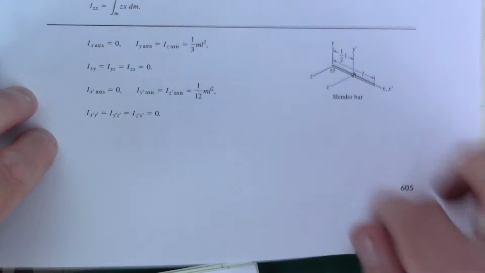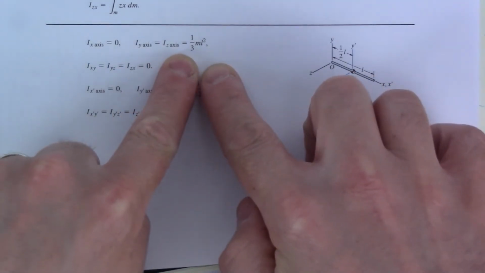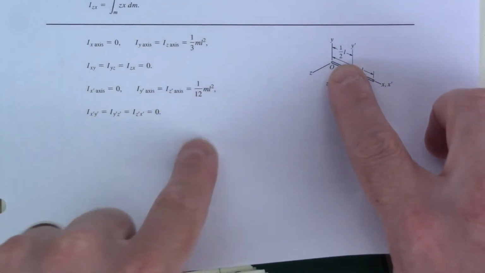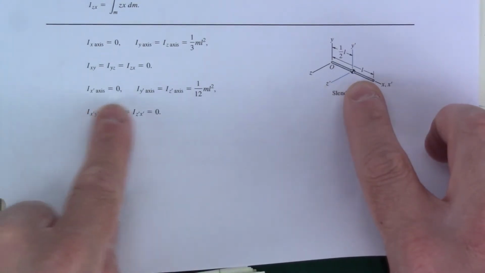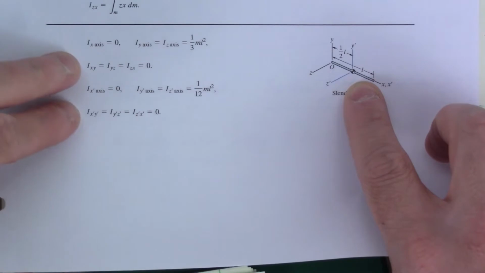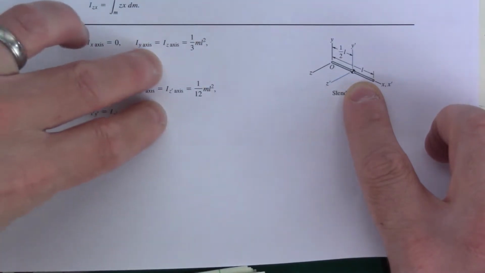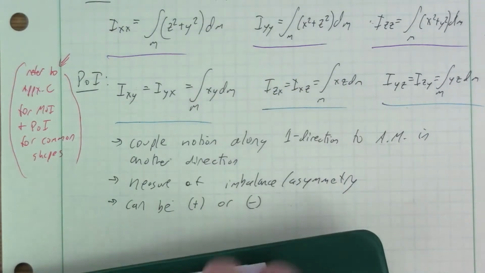So here's at least the first page of it. Here's that slender rod that we've looked at so much. 1/3 ml squared is about the end of the rod. 1/12 ml squared is the moment of inertia about the center of mass. But the products of inertia here are these cross ones, and you see those are all 0 for this shape. We want a shape where they're not all 0.